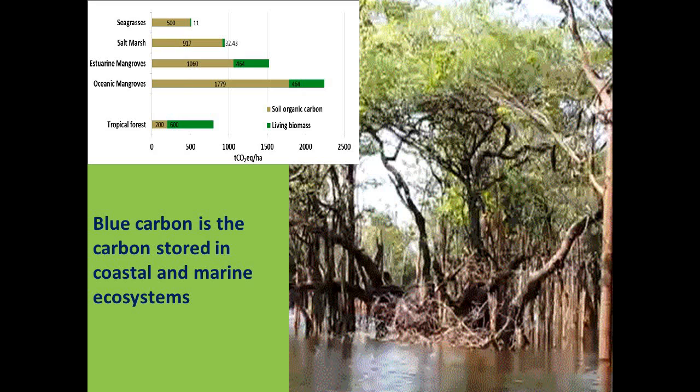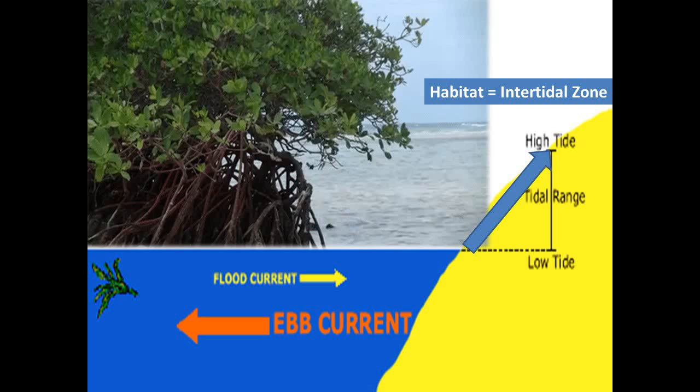Now, if you see the entire scenario, you will see that the blue carbon is stored in the coastal and marine ecosystems, in the seagrass, in the salt marsh grass, in the estuarine mangroves, and in the underlying soil. Soil is a major reservoir of blue carbon. Now, this is the habitat of the blue carbon.